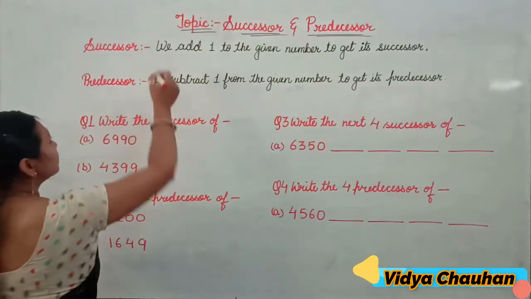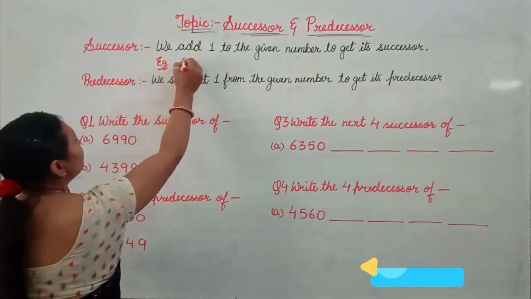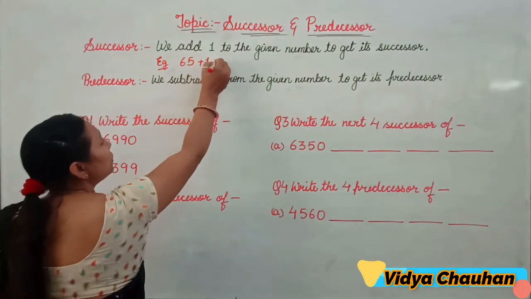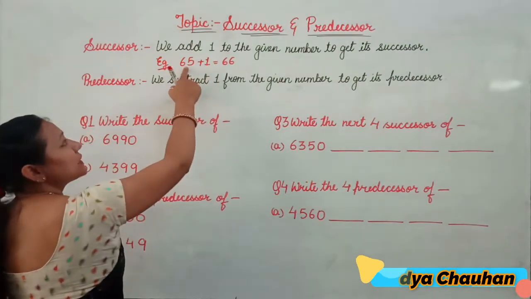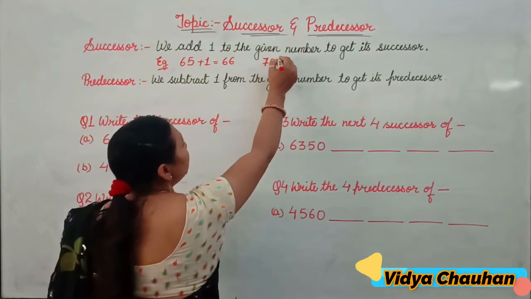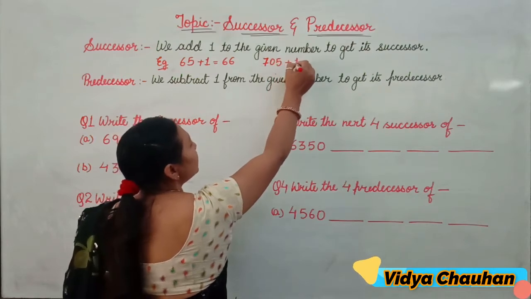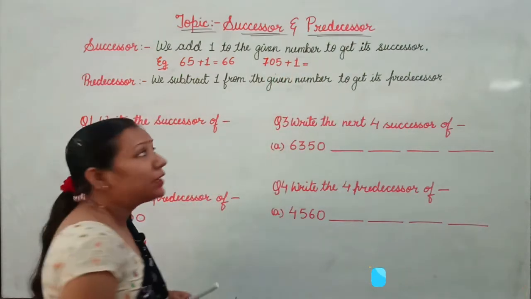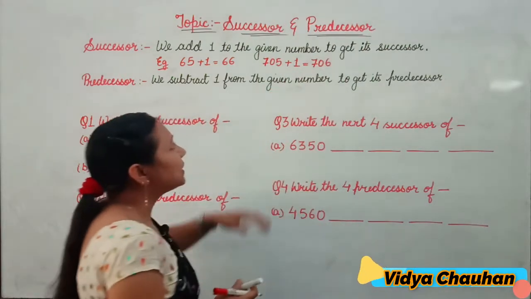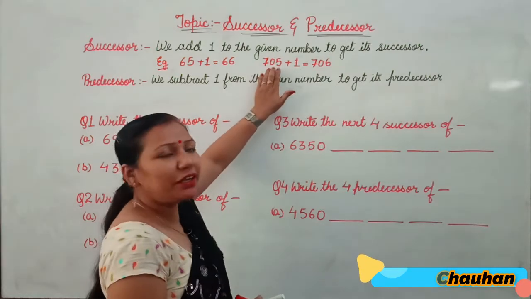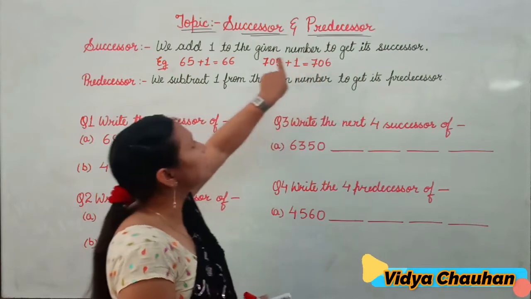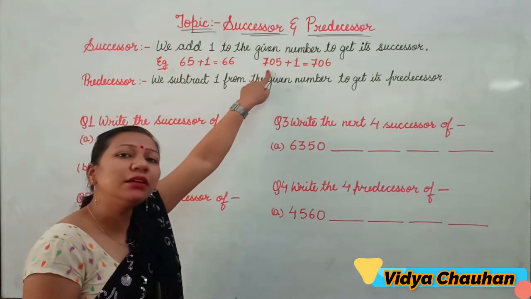For example, if there is a number given to you, 65, and it is said to find its successor, what will you do? You will add 1 to this and you will get 66. So the successor of 65 is 66. Similarly, if your number is 705 and you have to find its successor, we add 1. So 705 plus 1 will become 706. It means you can say that the successor of 705 is 706, or you can say that 706 is the successor of the number 705.